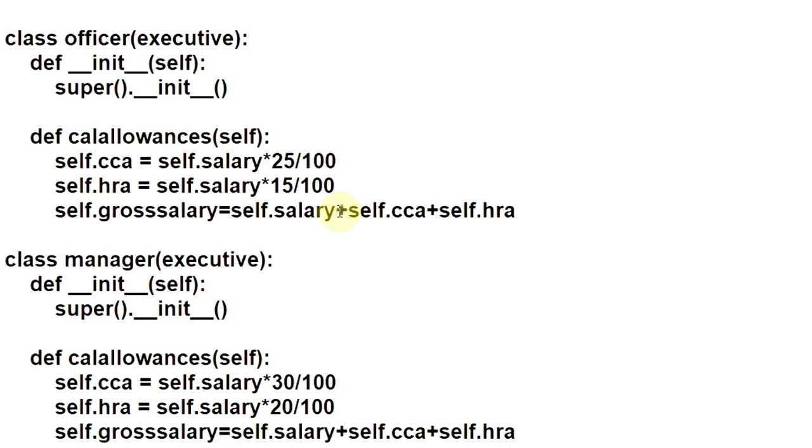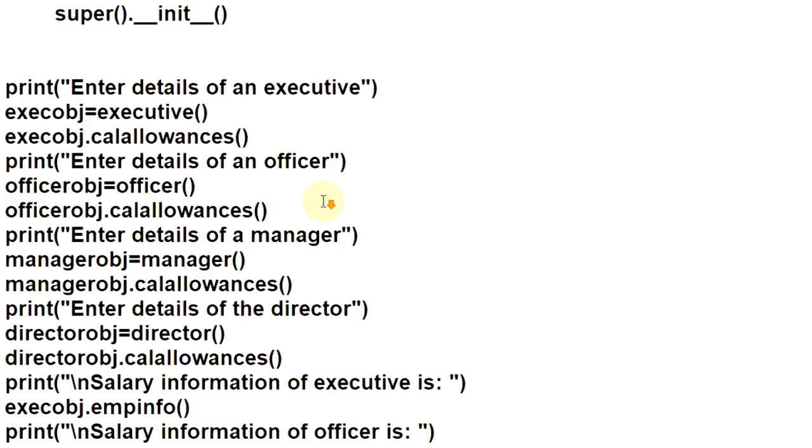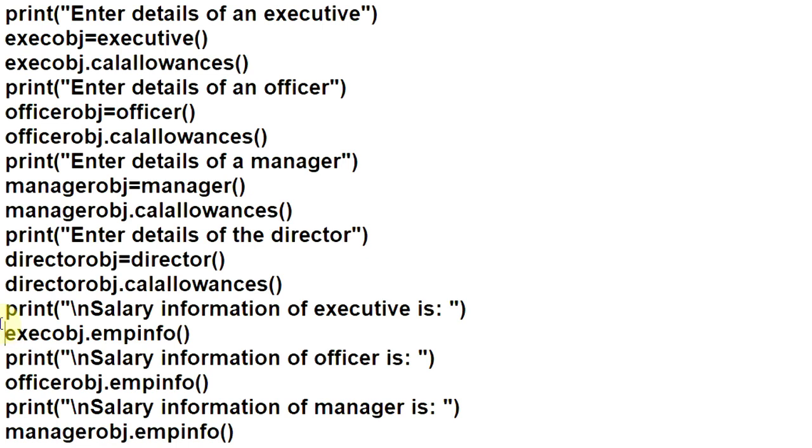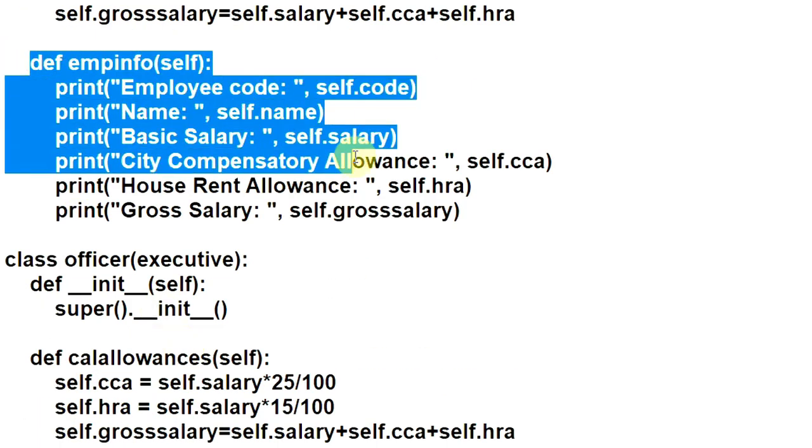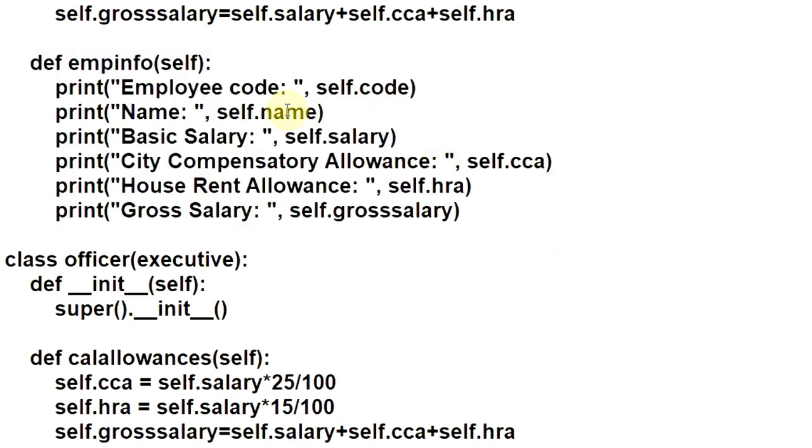It also means that the allowances of the officer and director will be same, right? So control will come over here. On the screen you get a message, salary information of the executive, as you are invoking the emp info function of the exec obj, that is the executive class. emp info is the only method in the entire program. It will display the code, name and salary, that is the attributes of the executive class, and CCA, HRA and gross salary of the executive class itself only, okay?